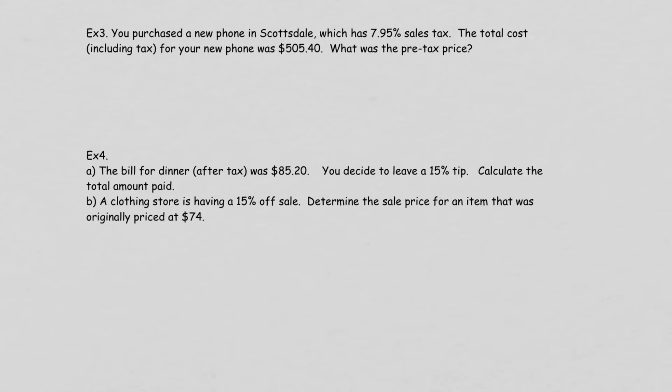In example 3, it said that the sales tax is 7.95%. That's something that you know. And what you paid for the phone was $505.40. So they wanted to figure out what my pre-tax price, the original price, was. In order to do that, your original price is something that you don't know.